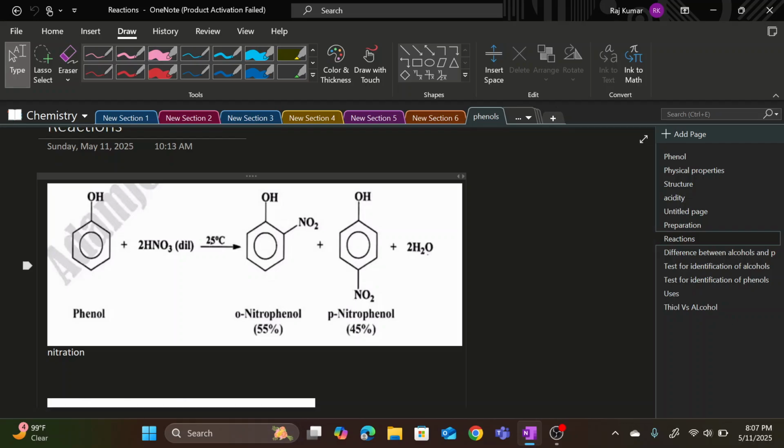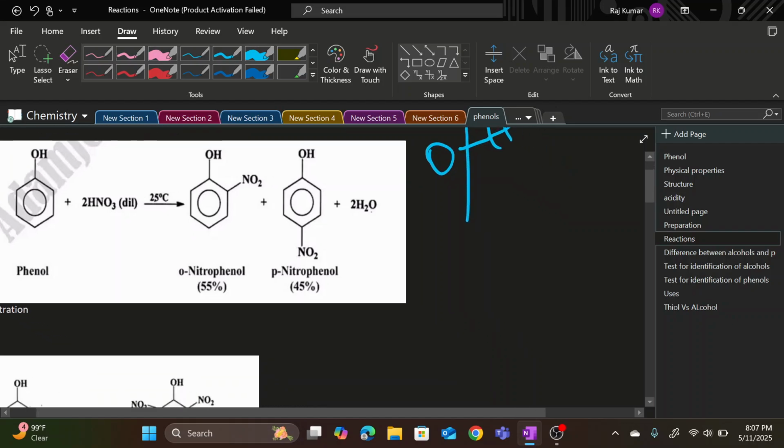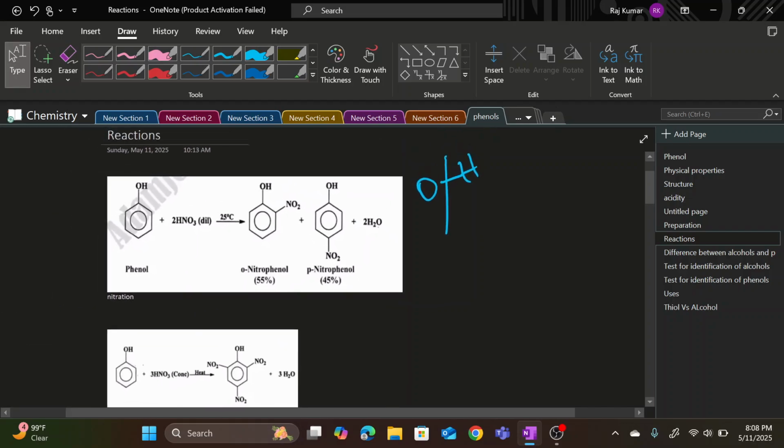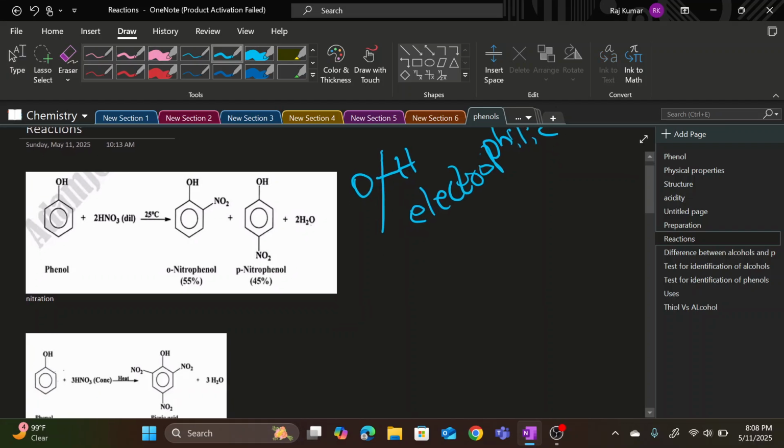Number one is the reaction which happens due to the oxygen to hydrogen bond, such that when the oxygen to hydrogen bond is broken, it causes a reaction which is mostly known as an electrophilic reaction. And the second type of reaction, which is due to the benzene ring, is basically a substitution reaction.